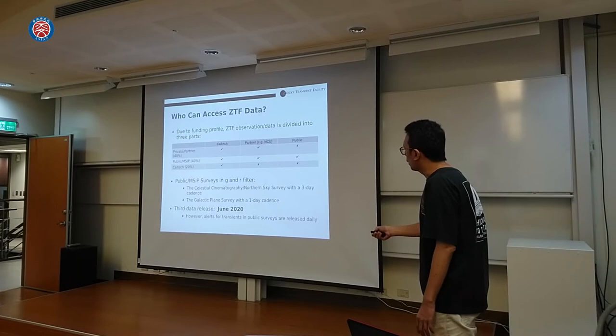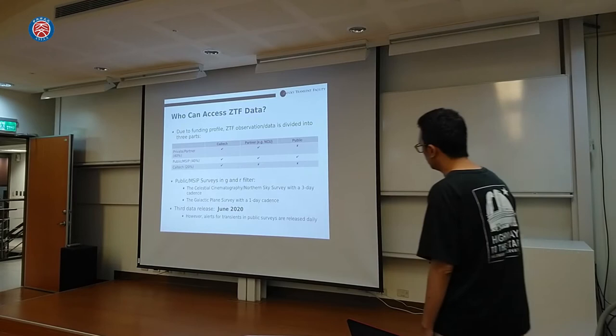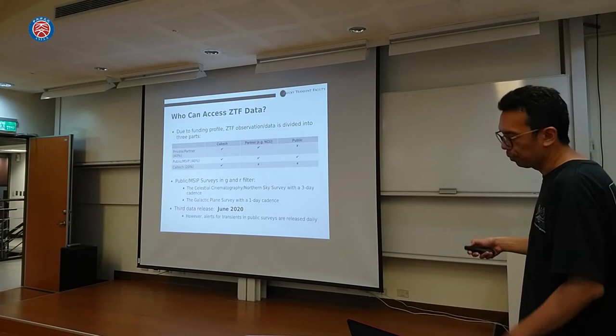And now they had a third data release just 2 months ago. But for transients, you need to know the discovery immediately, so the alerts are released to the public immediately. In case you are doing transients, it will be interesting. If not, then you can just forget it.